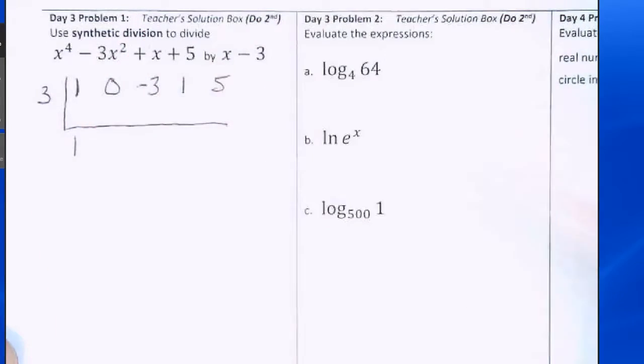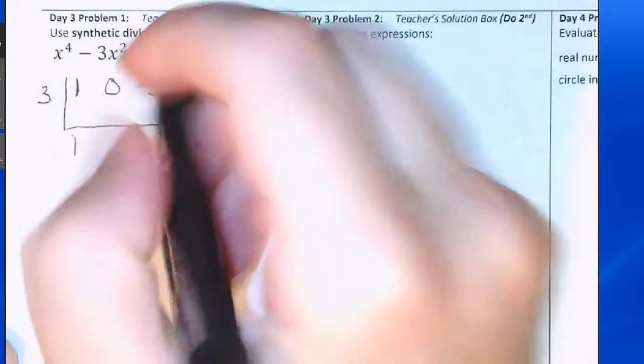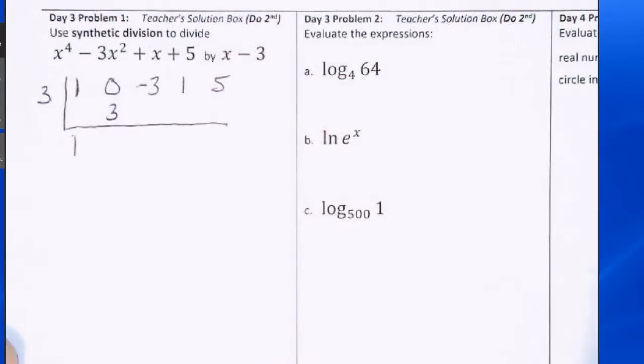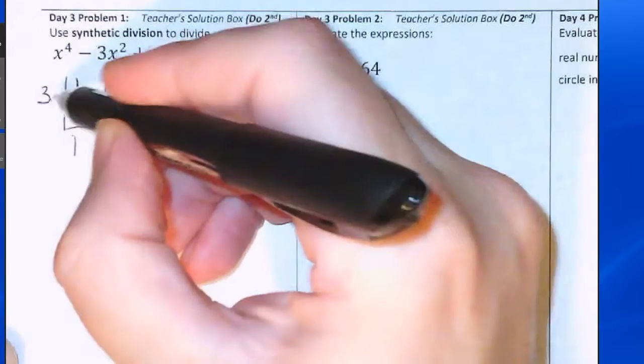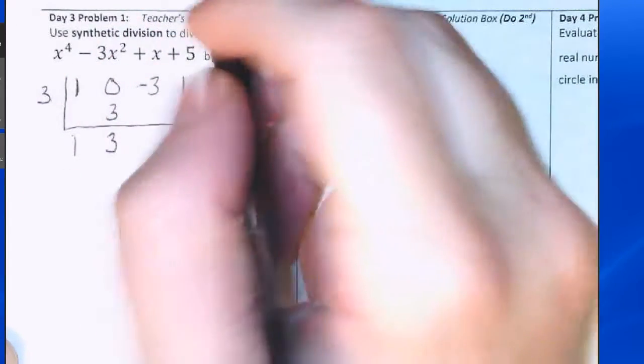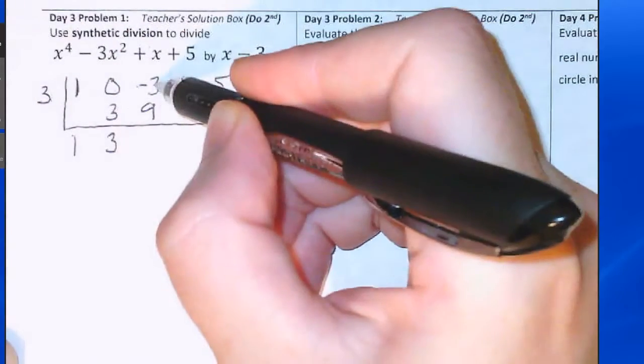Start by bringing down that first number 1. And then multiply these together. 1 times 3 is 3, and write that under the 0. Then add these together. That makes 3. Multiply 3 times 3, which is 9, and write it down under the negative 3. And then add these together.